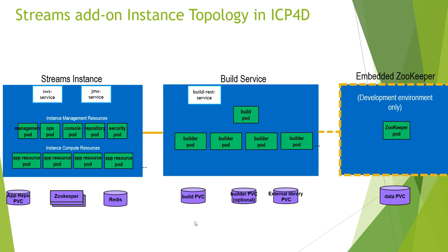As I already stated, if you are working in a development or a non-production environment that does not require high availability, you can opt to use an embedded Zookeeper instead of setting up an external one. If using an embedded Zookeeper, the Streams add-on will install the Zookeeper chart, which sets up a one-node Zookeeper ensemble. The Zookeeper chart has one external dependency. There is a persistent volume claim to store Zookeeper configuration data.